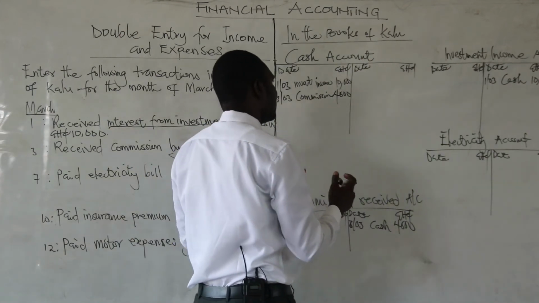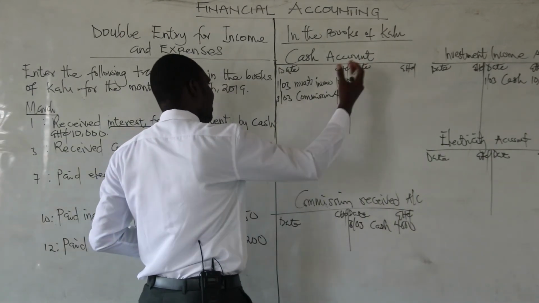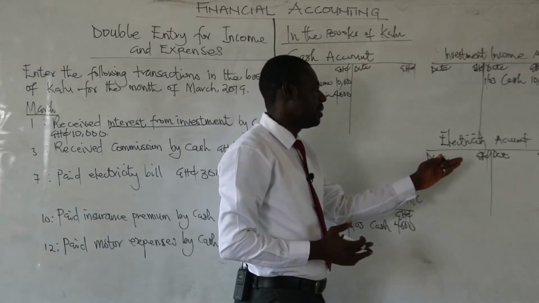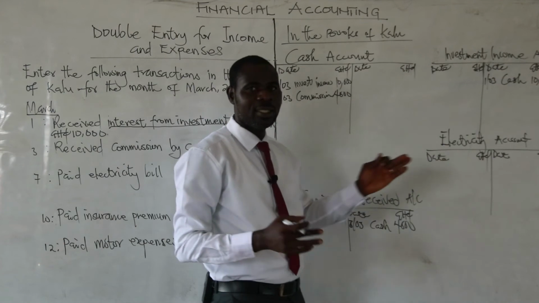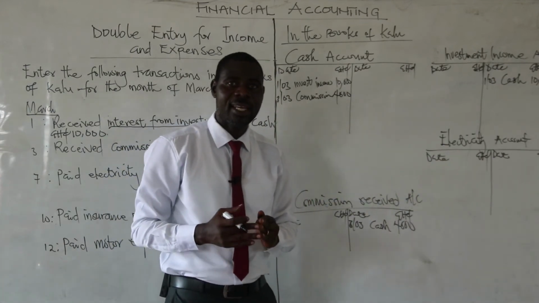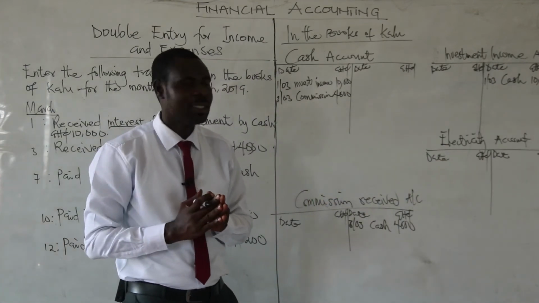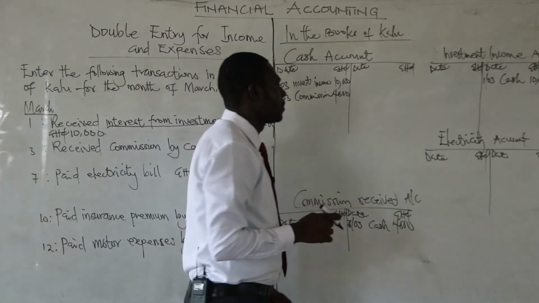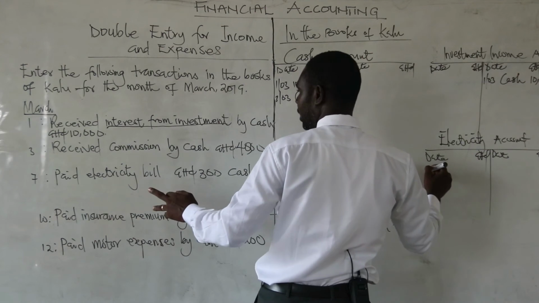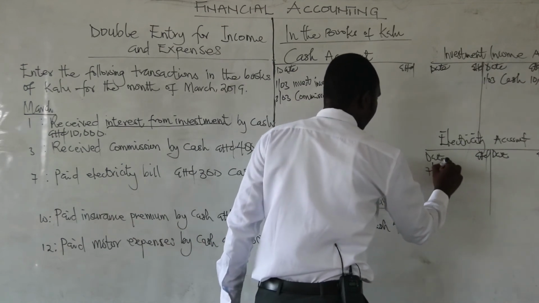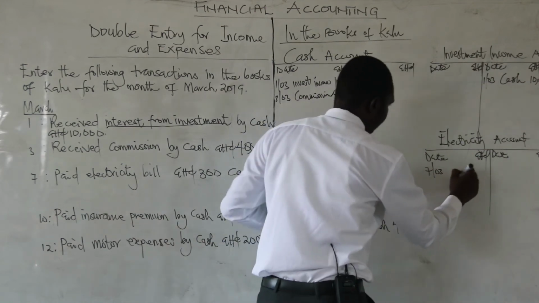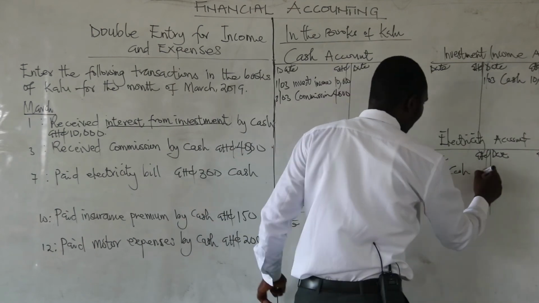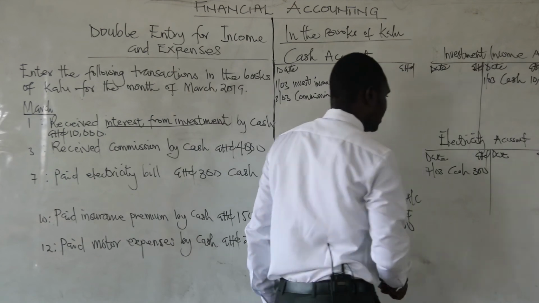Okay, so cash is paid. When cash is paid, we credit the cash book, and it's electricity, so we debit electricity. Do not forget, we have said that we debit all expenses. Electricity is an expense, so we debit it. The date is 7th, and it is cash we have used to pay the electricity. The amount involved is 300.